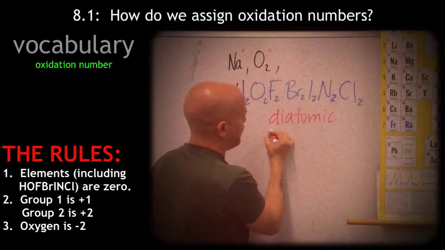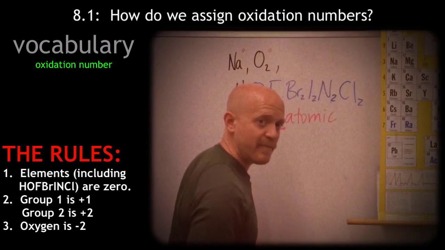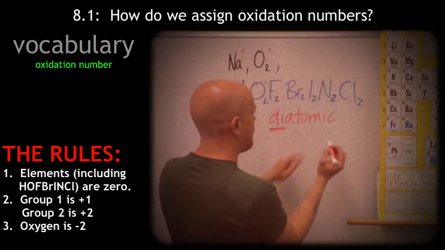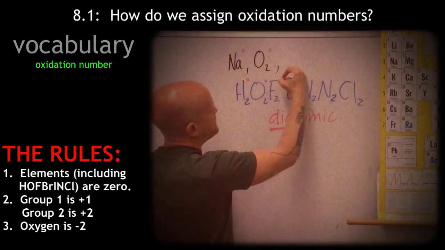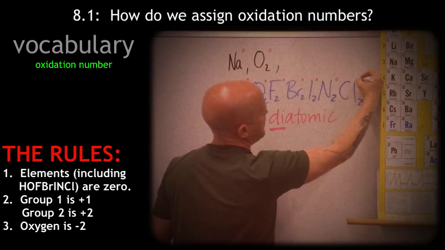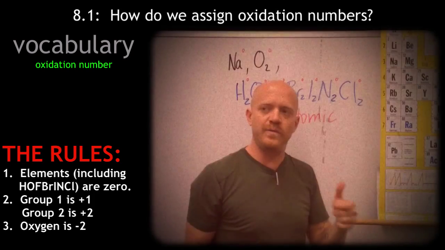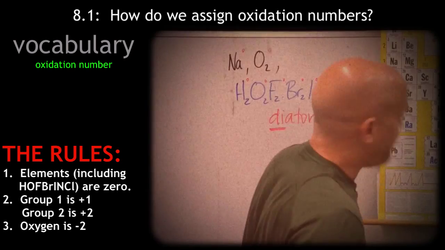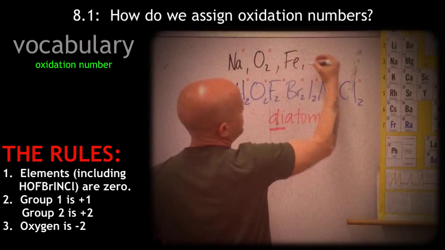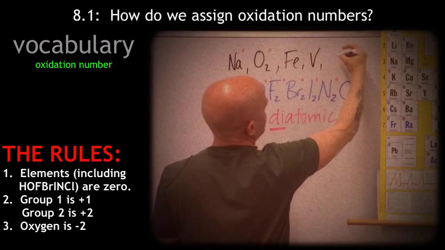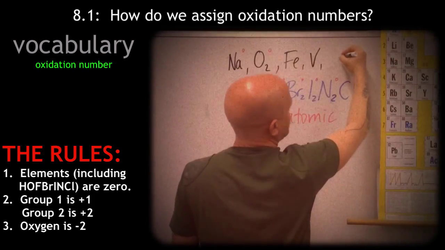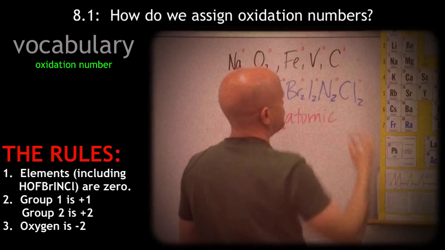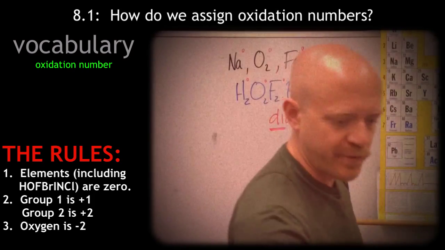Diatomic, you know this from the last unit. Di means two, like dimethyl, dibutyl, dipropyl, dibromo, and diatomic, two atoms. So each one of these has an oxidation state of zero. Even though there is a little number 2, each one is considered to be zero because it's not giving off a charge. Another example of elements is anything like iron, vanadium, carbon. If it's an element, it's going to be a zero. Okay, that's the first rule.